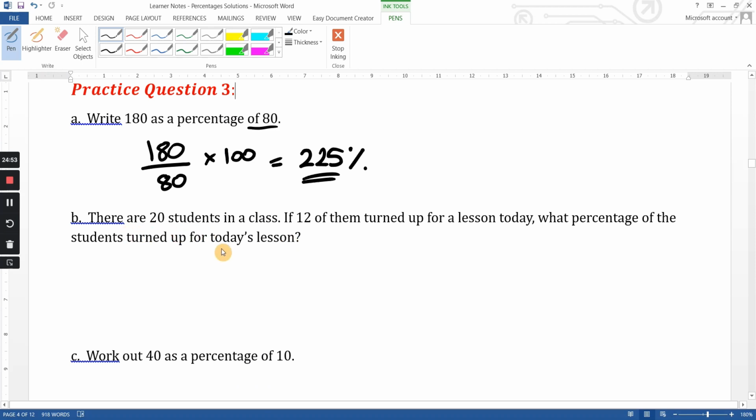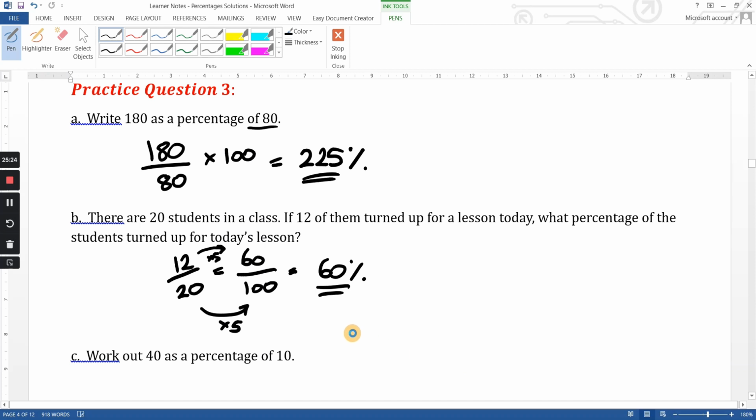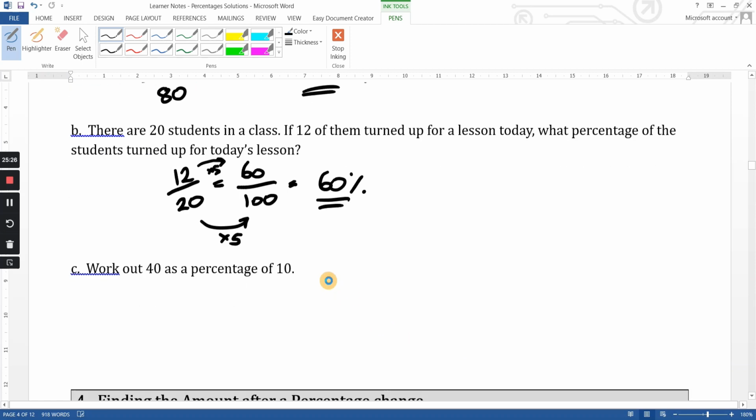Part B, there are 20 students in a class. If 12 of them turned up for a lesson today, what percentage of the students turned up for today's lesson? So we've got 12 out of 20. What's that as a percentage? Let's do it without the calculator. Times by 5. Same here. It's going to be 60%, isn't it? Even if you did it with your calculator, obviously you should get the same answer.